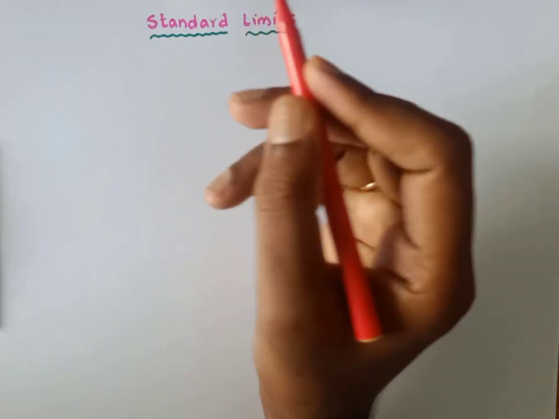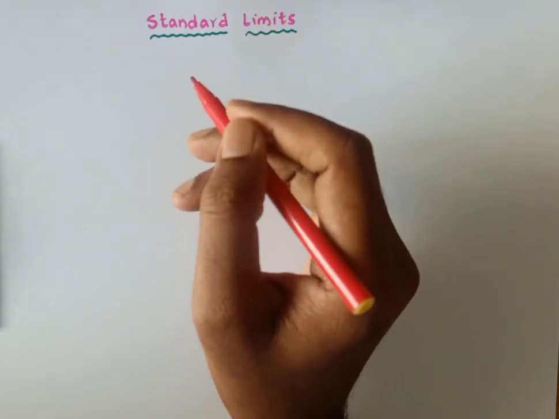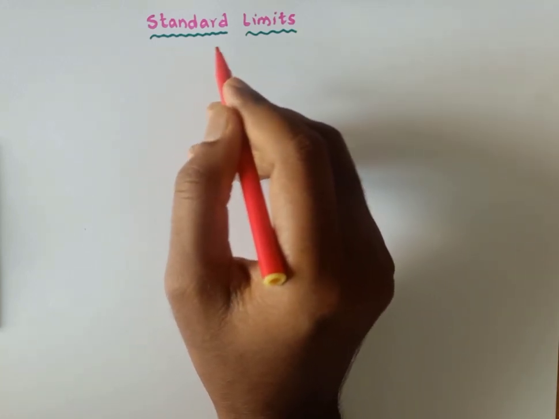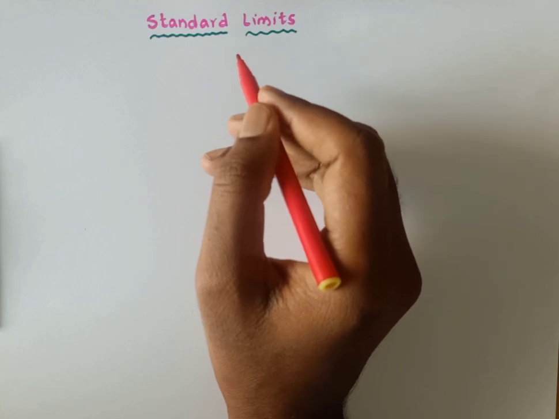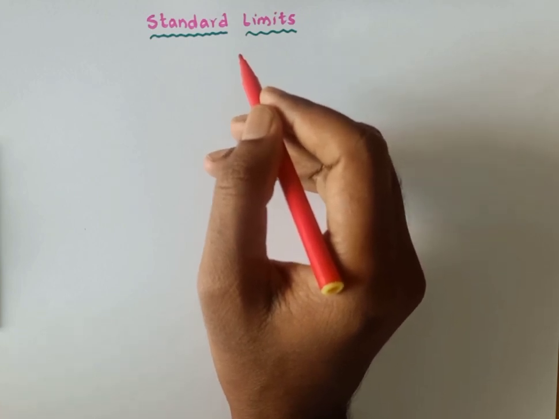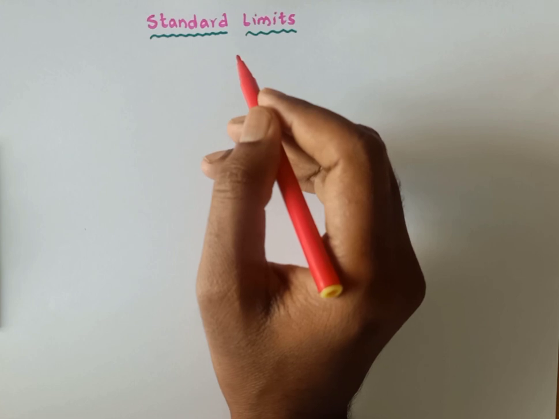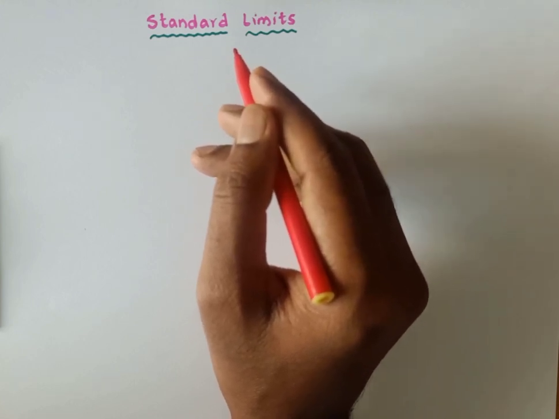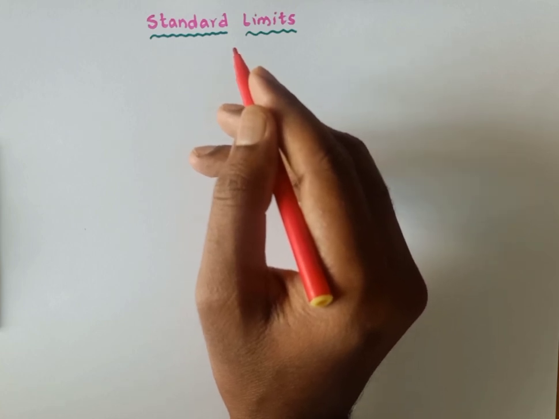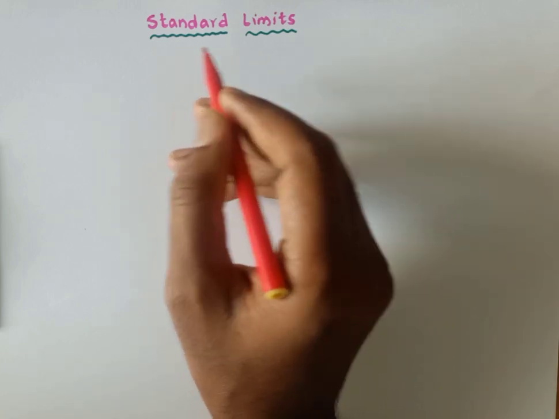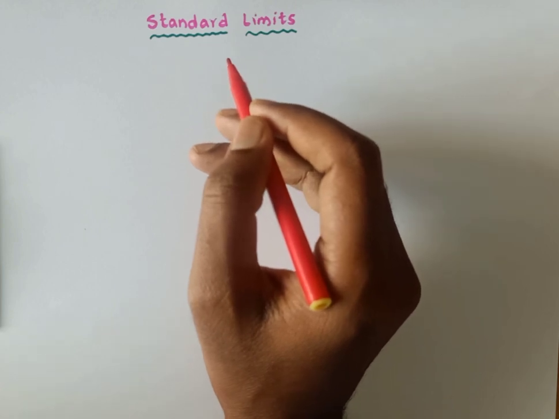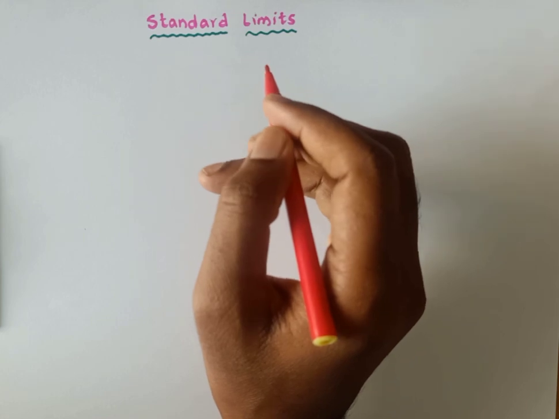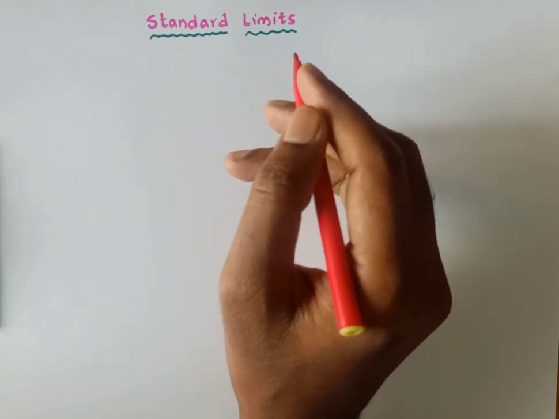Dear students, in this lecture, we are going to discuss the standard limits. In the previous lecture, we have seen the concept of a limit and one-sided limits, like a left-hand limit and a right-hand limit at a particular point. Now, in these standard limits, there are some theorems with proofs and some without proofs. So let's see them one by one.